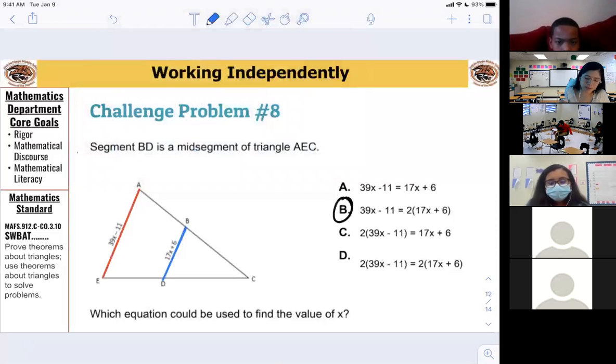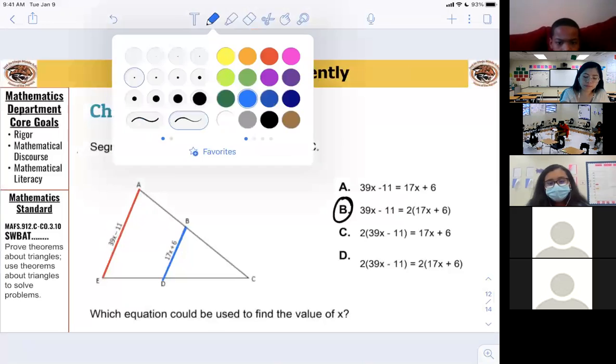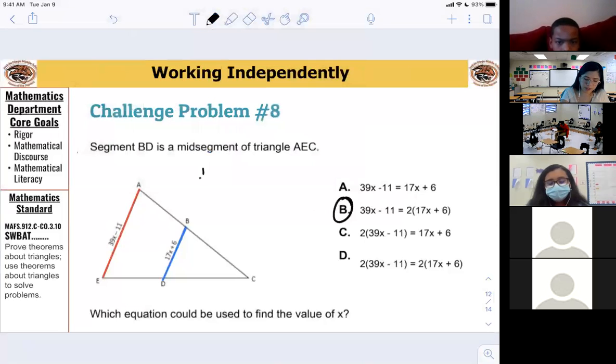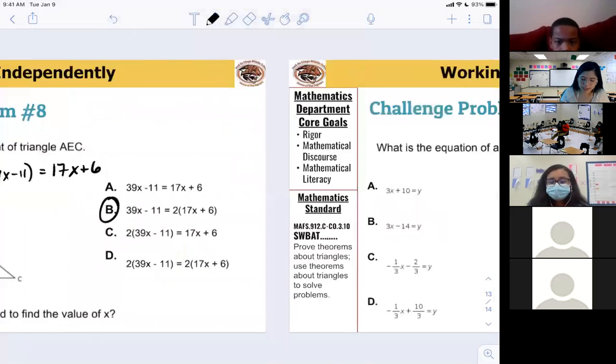What is another way to write the same exact statement? 1/2. So 1/2 of what? 1/2 times 39x minus 11 is equal to 17x plus 6. Good, that is also a true statement. You might see it one way, you might see it the other way, but either way, that's it. Questions on number 8? All right, last one.